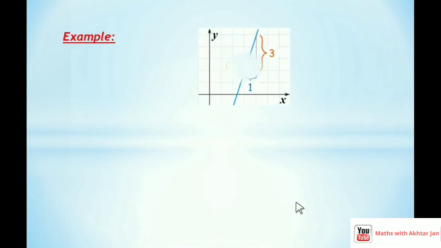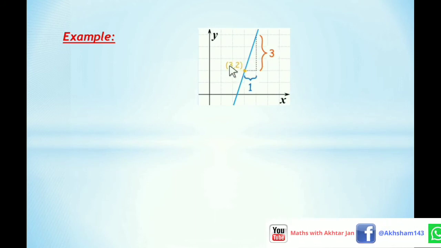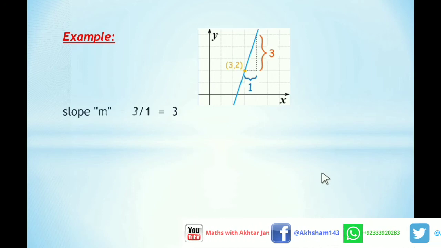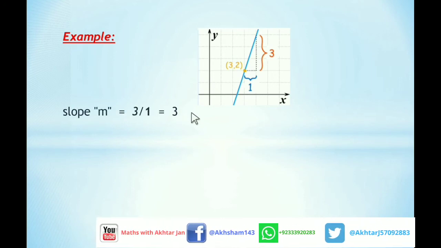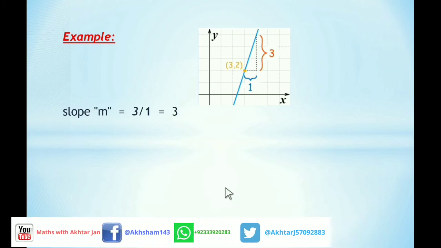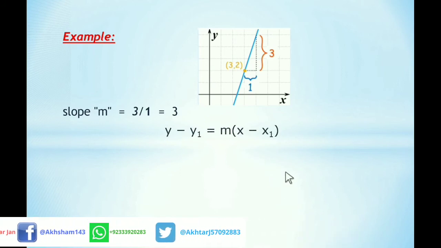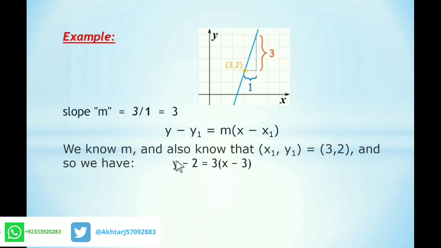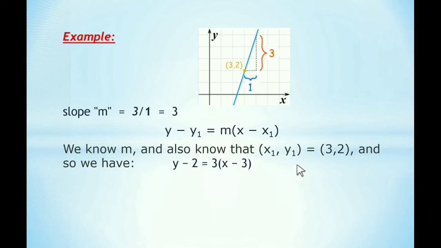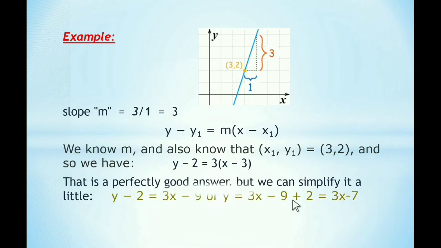Example, look at this, (3, 2) is a point on the line. Slope here is change in y divided by change in x, and (3, 2) is a point. Then by putting in the formula y minus y1 equals m into x minus x1, we know m and also know that (x1, y1) is (3, 2). Just putting the values in the above equation you will get the equation of the straight line. That is a perfectly good answer, but if you can simplify this more it will be a better one. Y minus 2 equal to, just simplify the above relation, you will get the equation in the simplest form.